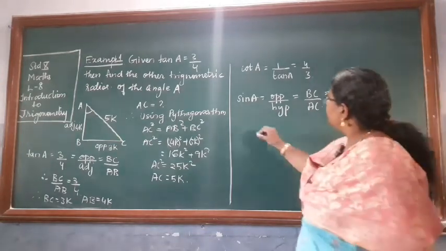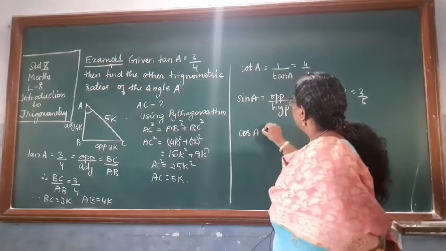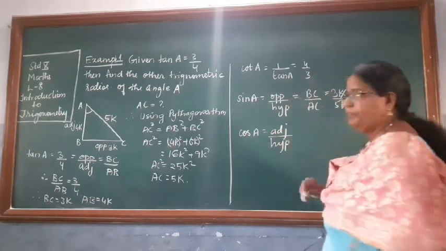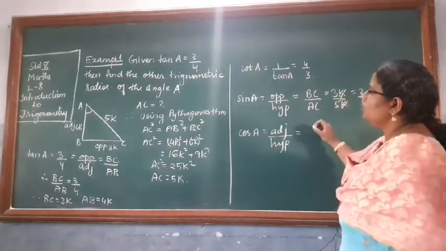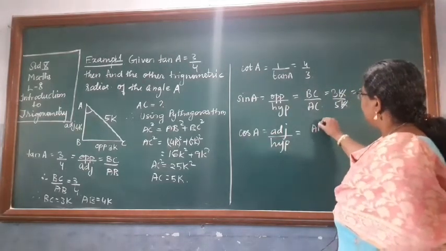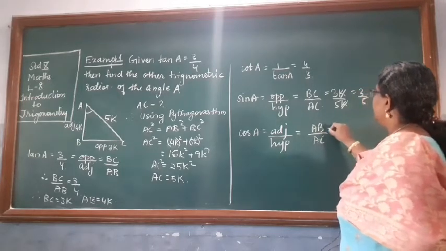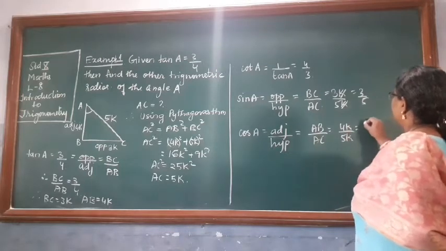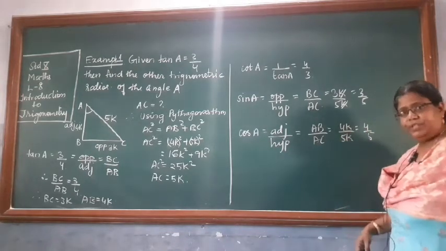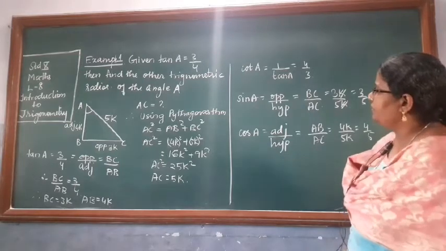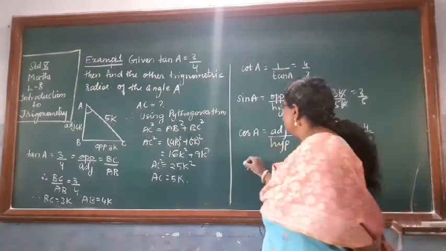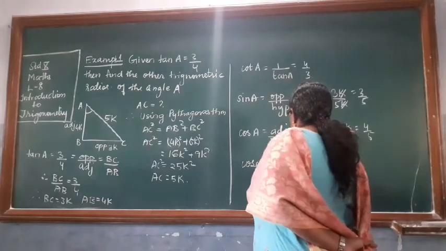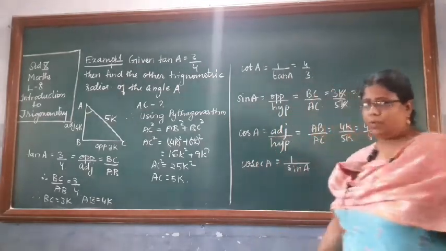Followed? What would be cos A? Cos A is adjacent upon hypotenuse. Now adjacent to A is which side? It is AB and hypotenuse is AC. That is equal to 4k by 5k, which is equal to 4/5. So we have found cot, sin and cos. Which is remaining now? Cosec A. Cosec A is 1/sin A.